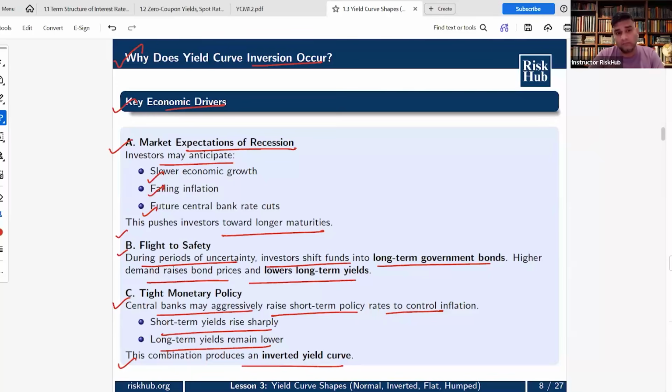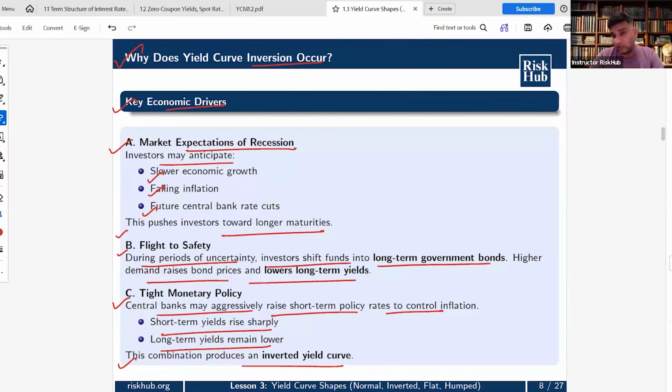Market expectation of recession explains the long end: expected slower growth, falling inflation, and future rate cuts pull long yields down. B also works on the long end. Buying pushes bond prices up, and bond prices and yields move in opposite directions, so yields fall. C works on the short end. The central bank raises the policy rate, which tracks the front of the curve up.